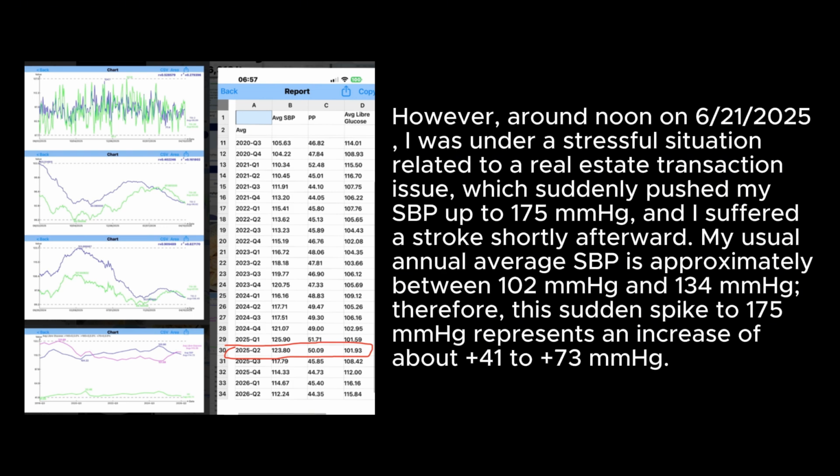However, around noon on June 21, 2025, I was under a stressful situation related to a real estate transaction issue, which suddenly pushed my SPP up to 175 mmHg, and I suffered a stroke shortly afterward. My usual annual average SPP is approximately between 102 mmHg and 134 mmHg. Therefore, this sudden spike to 175 mmHg represents an increase of about +41 to +73 mmHg.